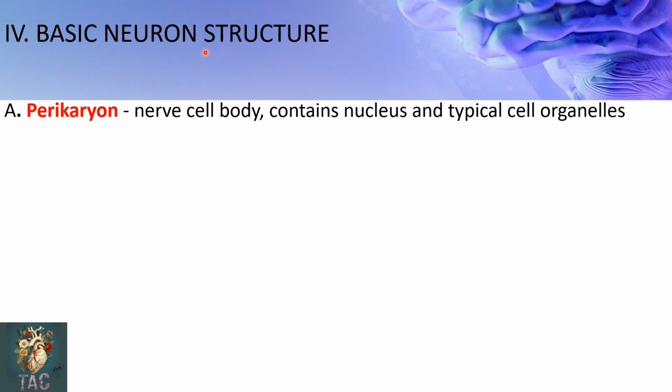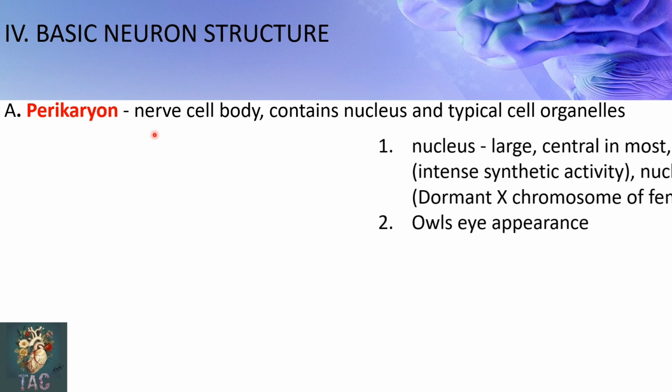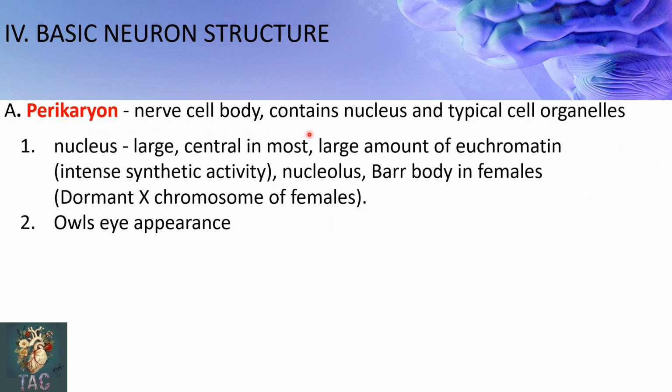So first we will study the perikaryon. The perikaryon, the nerve cell body, contains a nucleus and typical cell organelles. The nucleus is large and central in most of the cells. A large amount of chromatin is present, which shows intense synthetic activity, meaning this cell is highly anabolic. It has a prominent nucleolus which gives it an owl's eye appearance.